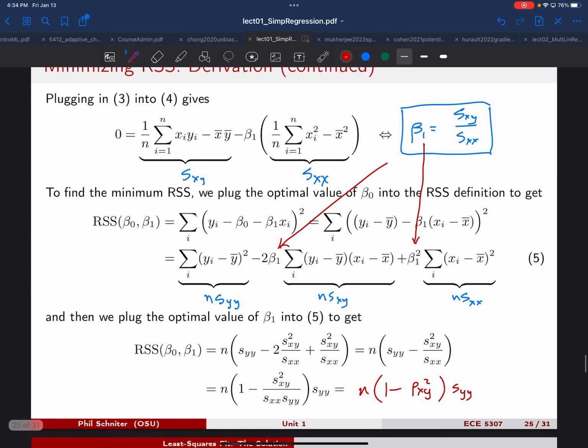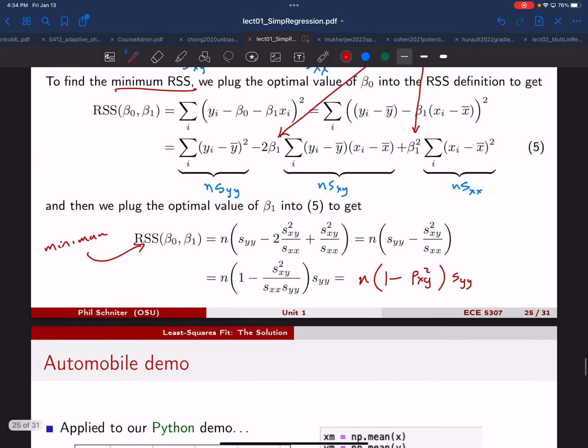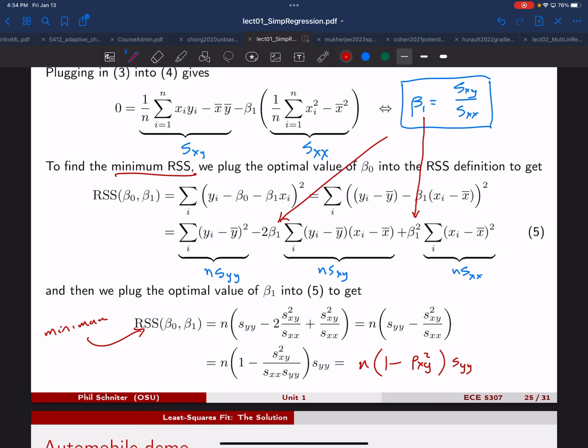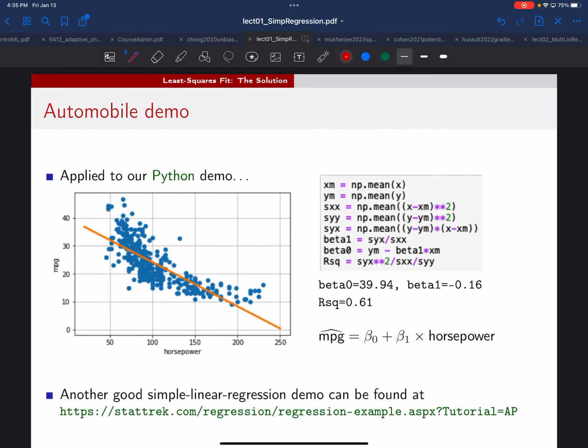All right, any questions on the derivation? This is the minimum RSS, right? Yeah, this is the minimum possible RSS that can be obtained because we plugged in the RSS minimizing coefficients. Exactly. It's the minimum value. Okay. But this is still dependent on the variance of y. Exactly. That's a great point. We're going to return to that point in just a moment. That's a great observation.